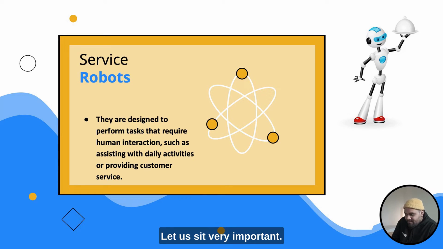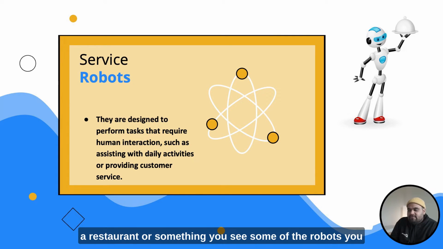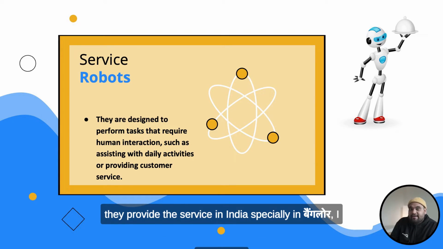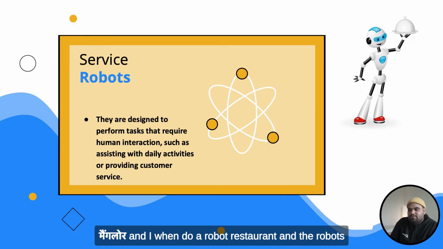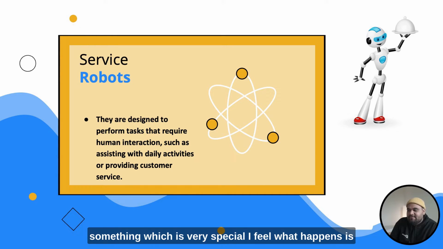That's very important. They're designed to perform tasks which require human intelligence, such as assisting with daily activities or providing customer service. You might have seen some of these robots when you go to a restaurant, robots that are very friendly to humans and provide service. In India, especially in Bangalore, three years back I went to a robot restaurant, and the robots looked very clean and easygoing. Even if you trust them, they don't start to panic. They are very easy to communicate with and tell what is happening. That's something very special, I feel.